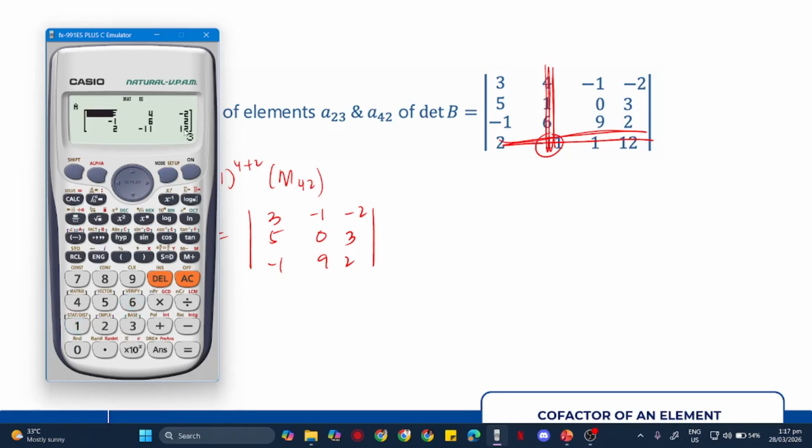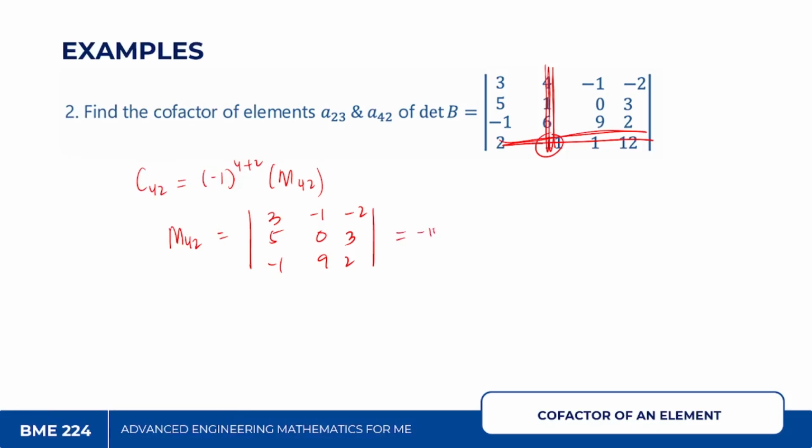So, as you can see, there are initial data from the previous problem. So, let's just enter new ones. Okay? So, that is 5, 0, 3, then negative 1, then 9, then we have 2. Okay? Then you press AC, shift, matrix, determinant, then shift, matrix, determinant of matrix A. Okay? And that is negative 158. Okay?